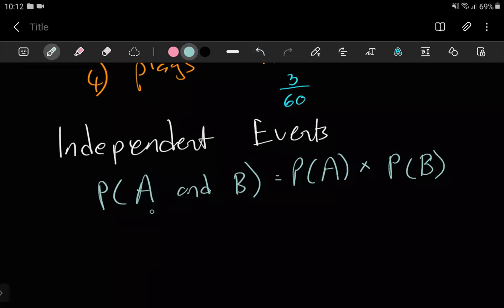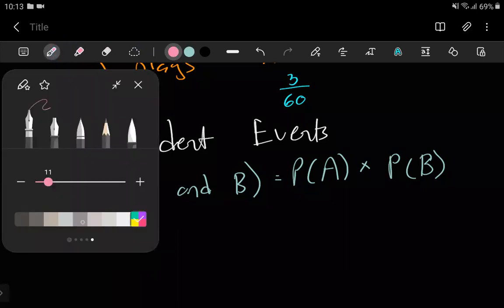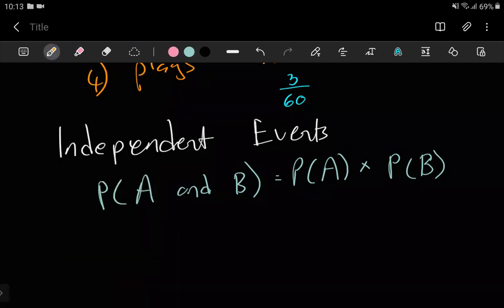I'll repeat: if we are dealing with independent events, the probability of two things happening at the same time is going to be equal to the probability of the first thing multiplied by the probability of the second thing. You see, so that's for independent events. It's just multiplying the probability of the first one by the probability of the second one.